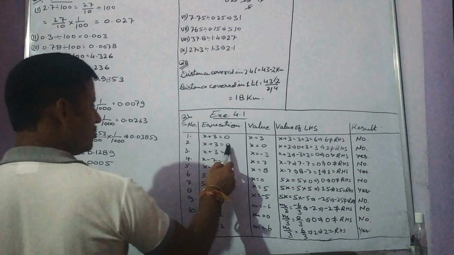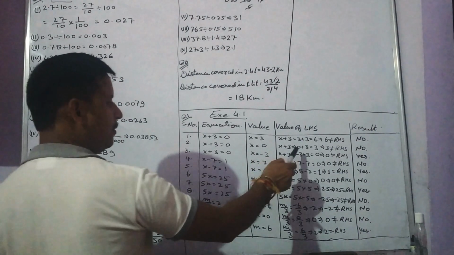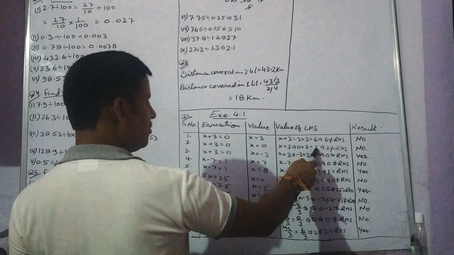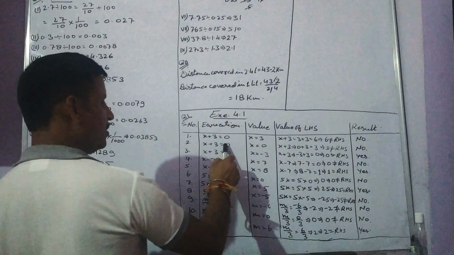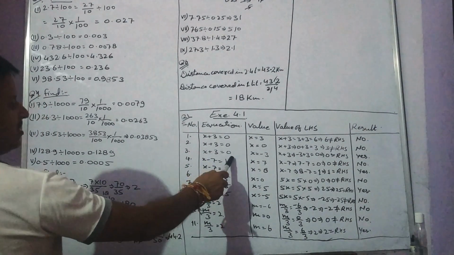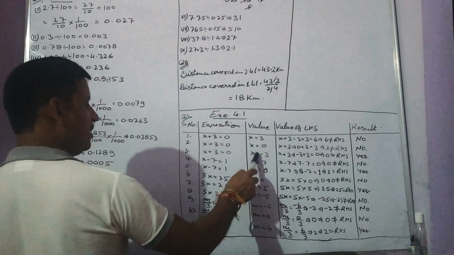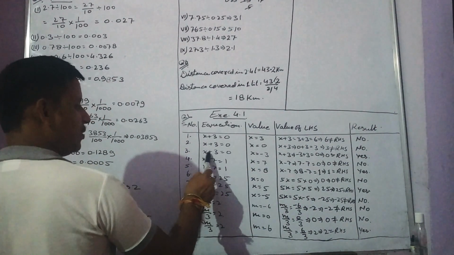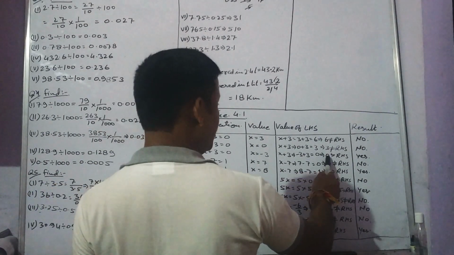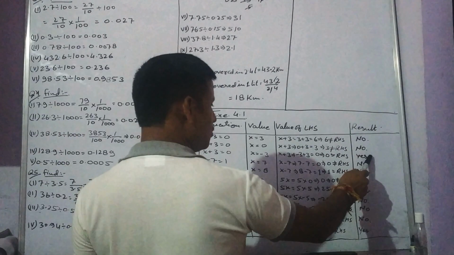Now x plus 3 is equal to 0 and the x value is given here 0. In place of x we will put 0. So that is 0 plus 3, which is equal to 3, and 3 is also not equal to 0. So that's why it is also not the value. Next one is x plus 3 is equal to 0 and the value of x is minus 3. We will put this value in the LHS of the equation. So that is minus 3 plus 3, which is equal to 0, and 0 is equal to the RHS because the RHS value is also 0. So this one is the value.